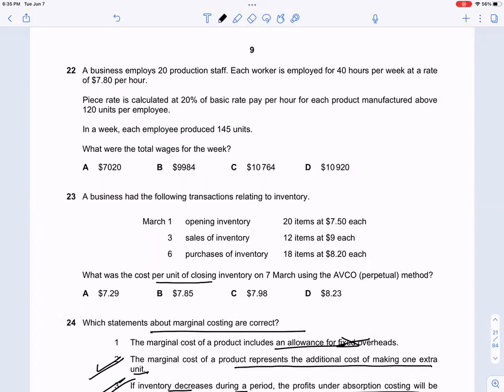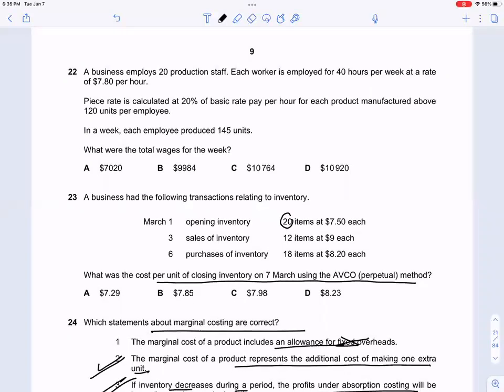What is the cost per unit of closing inventory on 7th of March using the AVCO method? You have opening inventory of 20 items. You have sold 12 items. So 20 was at 7.5. You've sold 12 items, that also would be at 7.5. So I'm left with 8 items at 7.5. Yes?